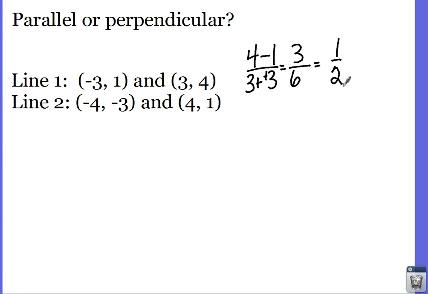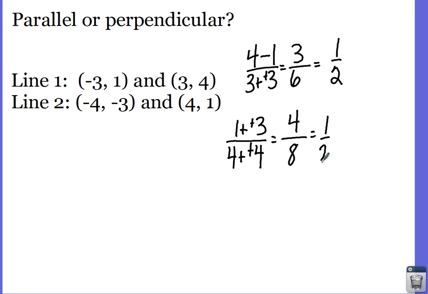So the next one, same thing, 1 minus negative 3 over 4 minus negative 4. So we change the signs, we get 1 plus 3 gives us 4. Change the signs, 4 plus 4 gives us 8. Reduces to 1/2. So see, since this one has a slope of 1/2 and this one has a slope of 1/2, then these are parallel.